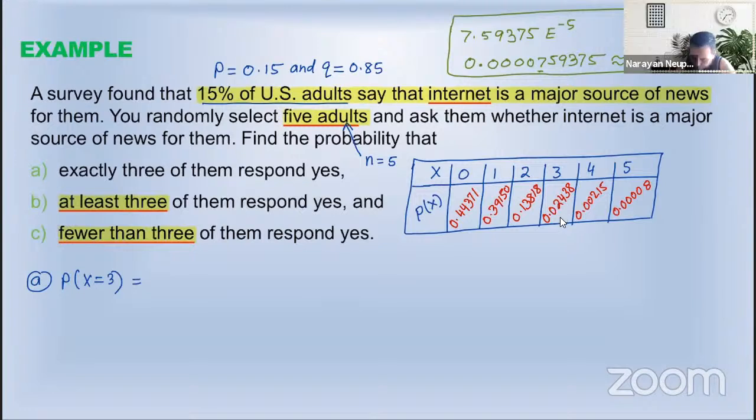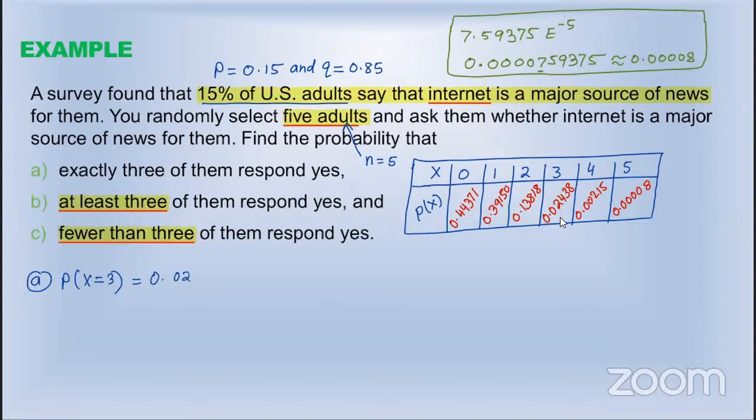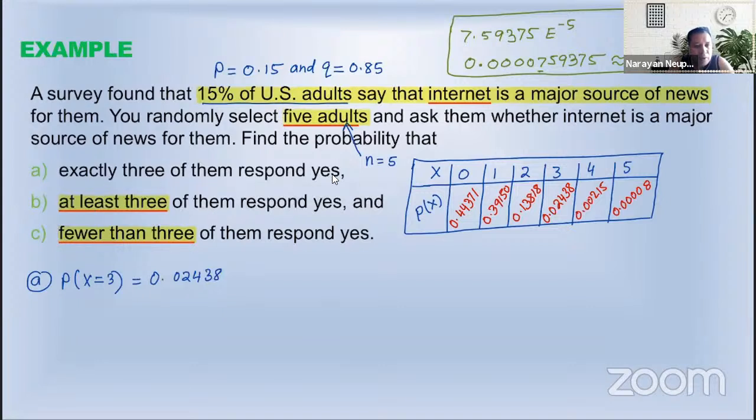0.02438. That's right. So the probability that exactly 3 of them responded yes is 0.02438, which is here from the table. So we're using that table to answer the question now.